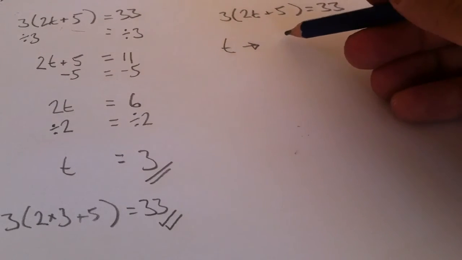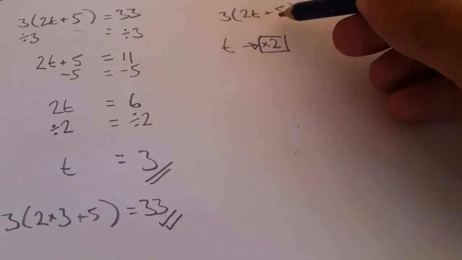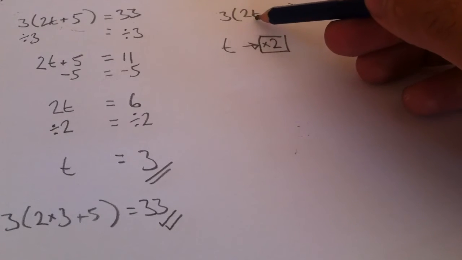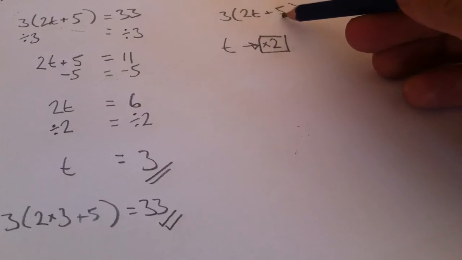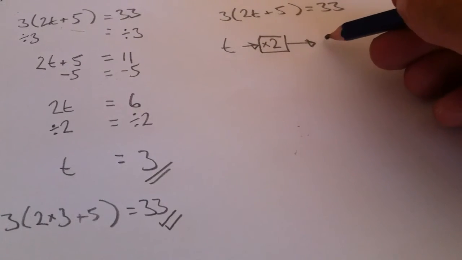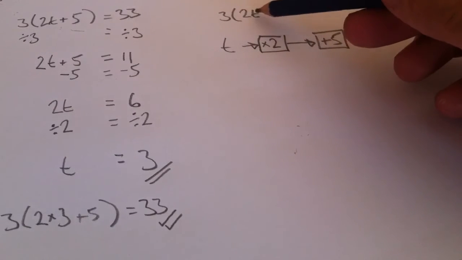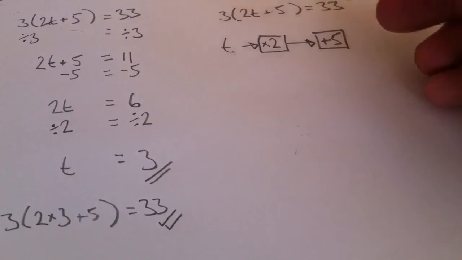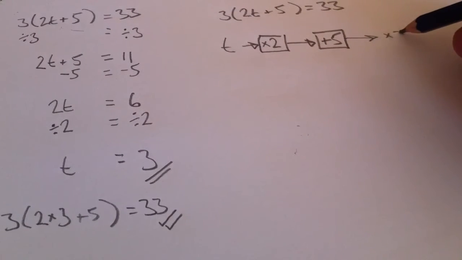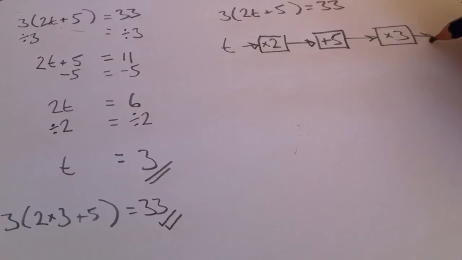What's the first thing that happens to t? Well, we're going to times it by 2 because that's the closest thing, and according to BIDMAS, that's what we do, the brackets first and then the times here. So t is going to be times by 2. Then we're going to add 5 to that value. T will be times by 2, then added by 5. Then we're going to times the whole thing by 3, because that's what that 3 outside the bracket means. And that's how the value of 33 is achieved.